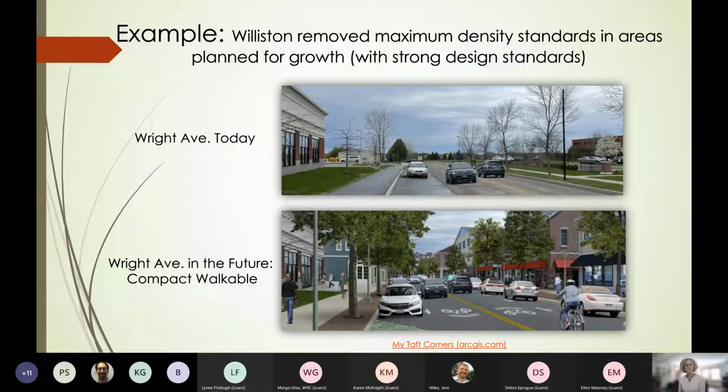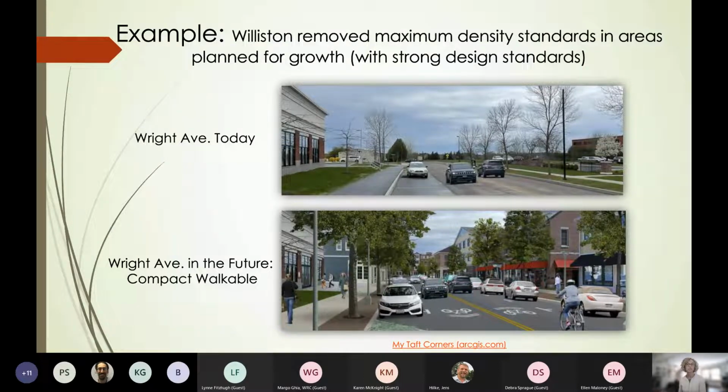So in removing the density standards and enabling much higher density in this area, the vision for the future of Wright Avenue is a compact, walkable area where people are going to want to go on foot and with their bicycles, and there will be all kinds of things to see and do along Wright Avenue, and much greater density, as you can see. And this is at Taft Corners. This is a recent change.